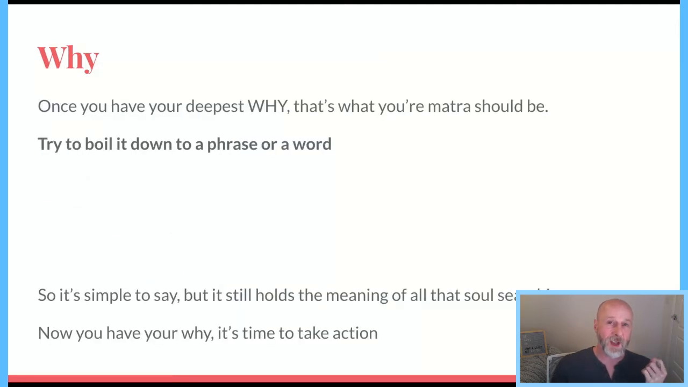So once you've dug deep and really found out what your why is, then you found your mantra. Try and boil it down to a phrase or even a word. Mine's because I want to outlive my parents and be healthier for longer, for as long as possible, and enjoy that health.